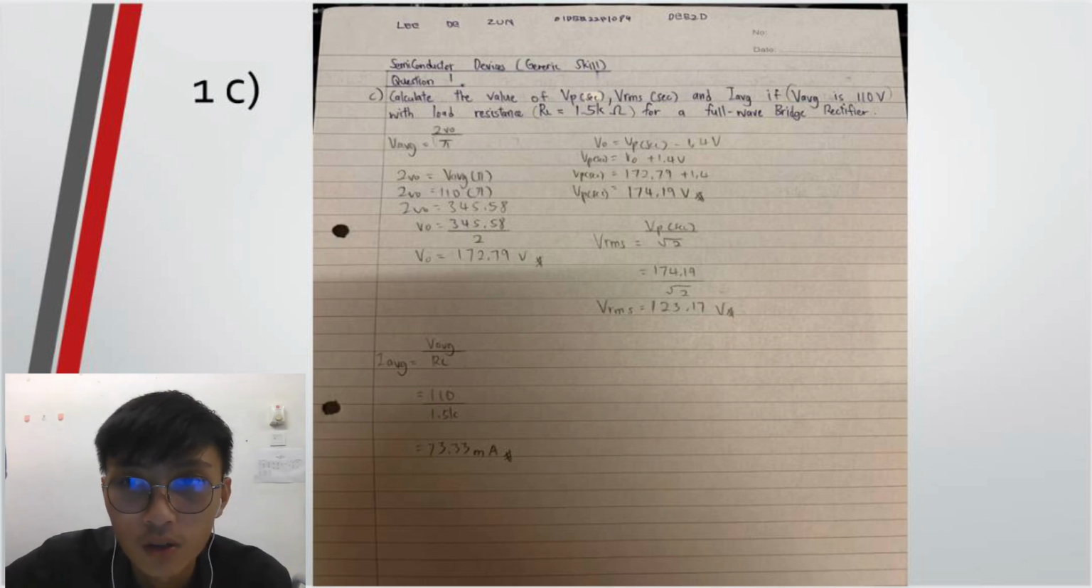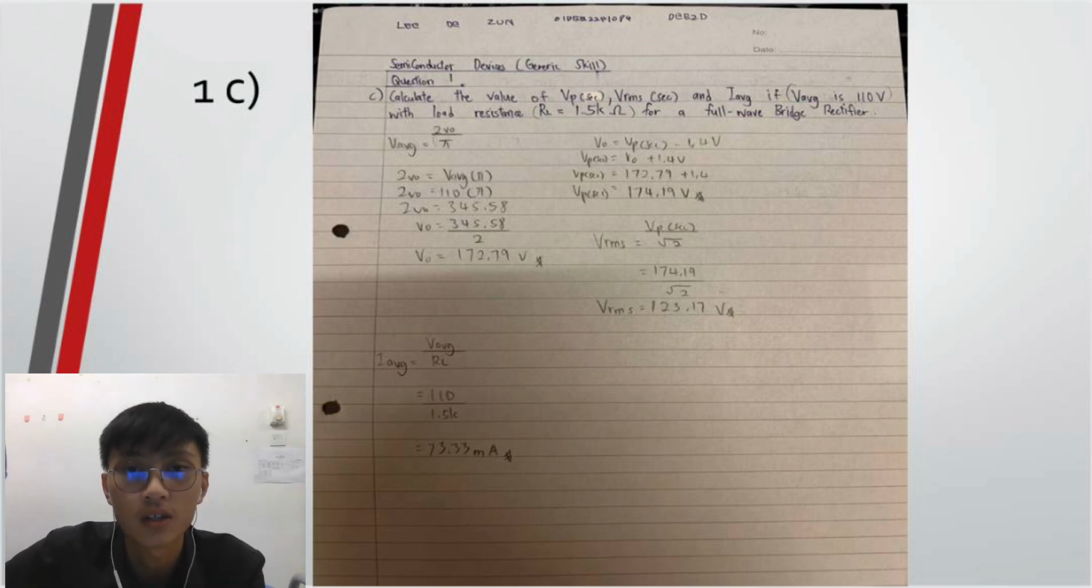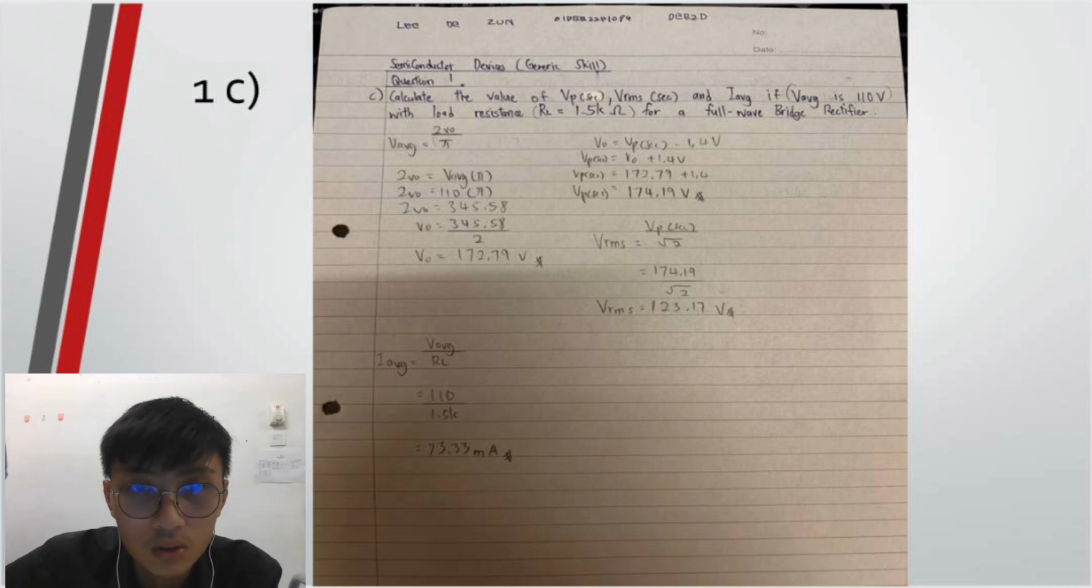If we follow the formula for the bridge rectifier, V average equals 2 V out per pi. So we want to find V out, so we put V out in front: 2 V out equals V average times pi. Then 2 V out equals 110 times pi, and we get the answer 345.58. And then we divide by 2, so V out is 172.79 volt.